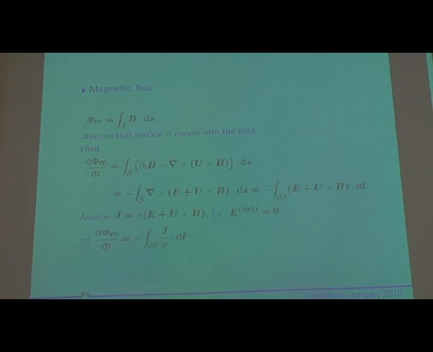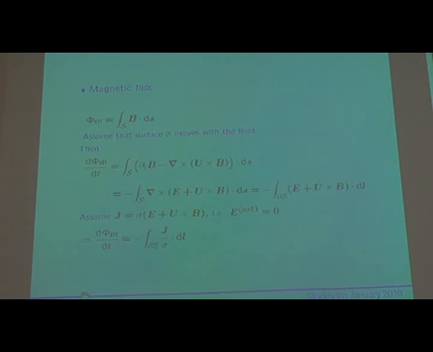Next point, magnetic flux. You can define the magnetic flux through a surface S in this way. Take B and a scalar product with a vectorial surface element dS. This is the magnetic flux.